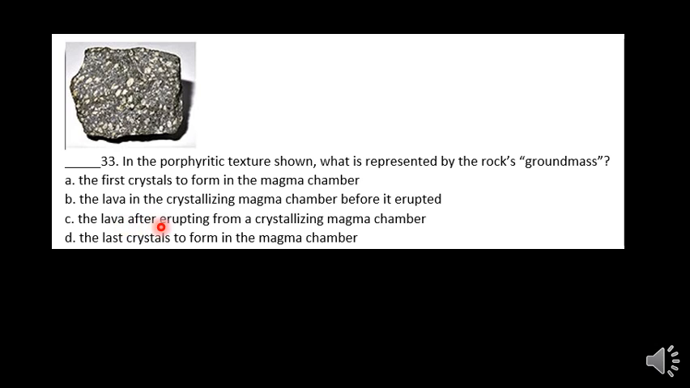The lava after erupting from a crystallizing magma chamber. So this would be what we're looking for right here. Again, this ground mass, it's the lava after it erupts from a crystallizing magma chamber. You know, we had crystals already forming down in the magma chamber. We got some intrusive or coarse grain stuff, but the ground mass is the lava after it erupts from that crystallizing magma chamber onto the surface, and we have fine grain matrix. So again, this is called porphyritic texture. Just like the porpoise jumps in and out of the water, this takes place both inside the surface of the earth and outside the surface of the earth.